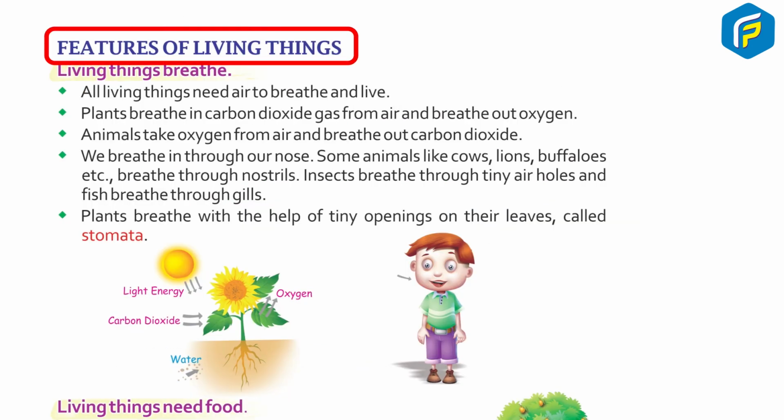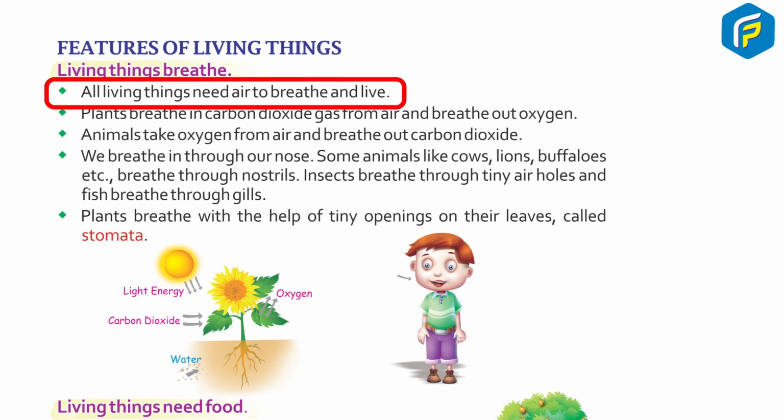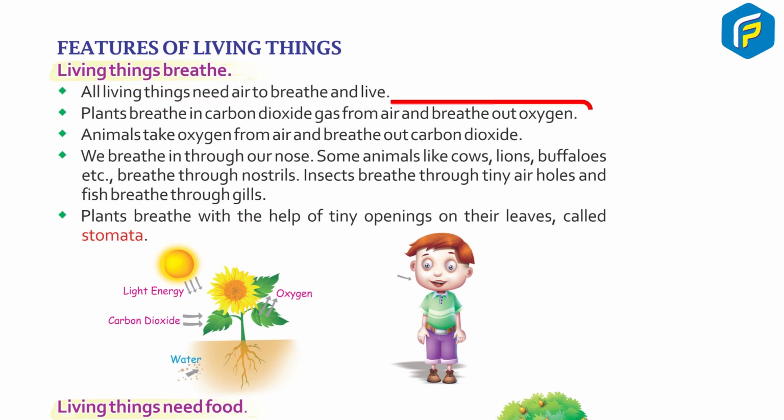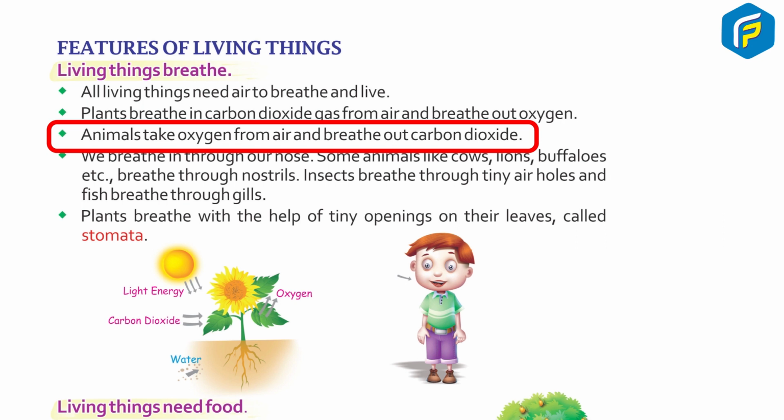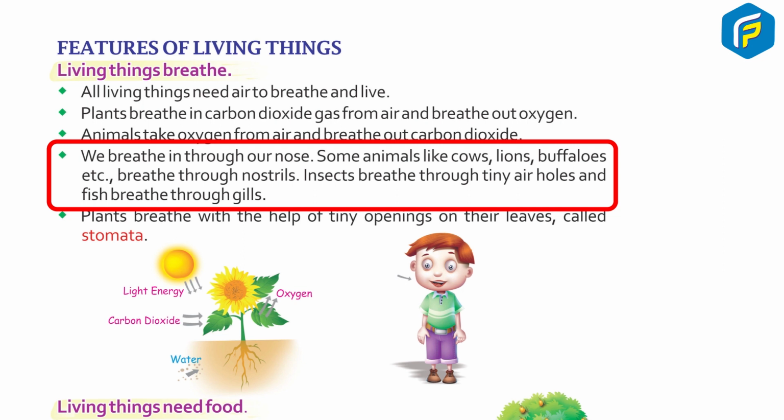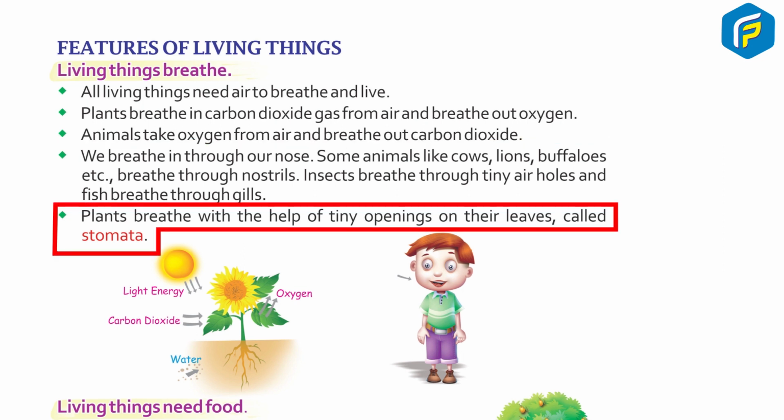Features of living things. Living things breathe. All living things need air to breathe and live. Plants breathe in carbon dioxide gas from air and breathe out oxygen. Animals take oxygen from air and breathe out carbon dioxide. We breathe in through our nose. Animals like cows, lions, buffaloes, etc. breathe through nostrils. Insects breathe through tiny air holes and fish breathe through gills. Plants breathe with the help of tiny openings on their leaves called stomata.